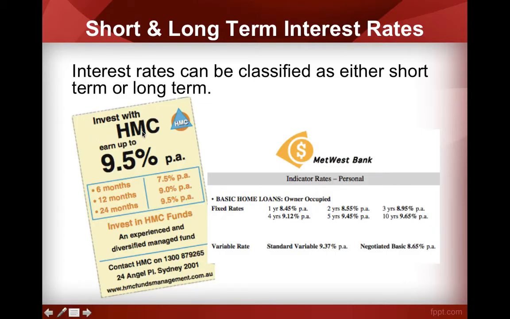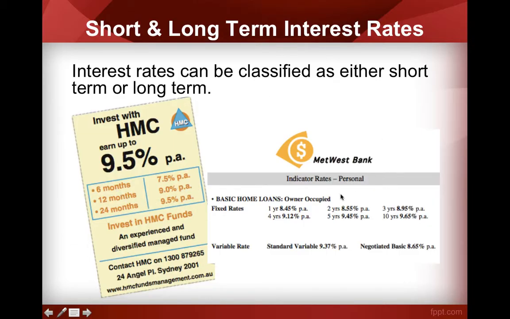So you lend them money. For 6 months, you get 7.5% per annum. For 12 months, you get 9% per annum. And for 24 months, you get 9.5% per annum. So you can see that the longer period that you lend them money, the more interest they give you back. They're looking for you to put money into their bank in the long term.